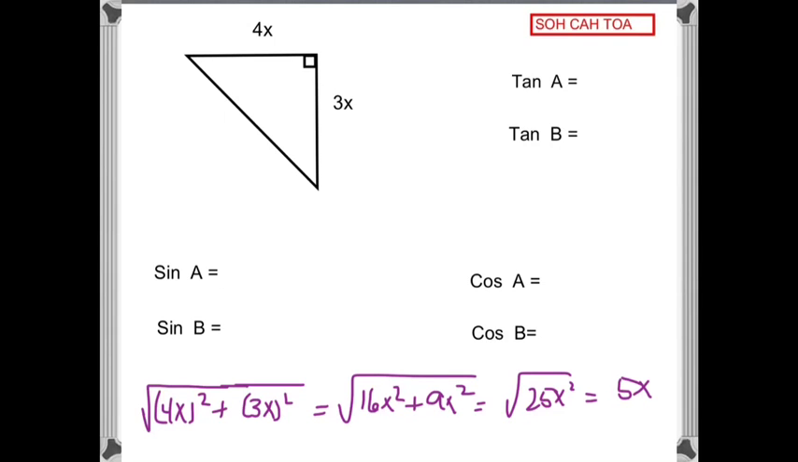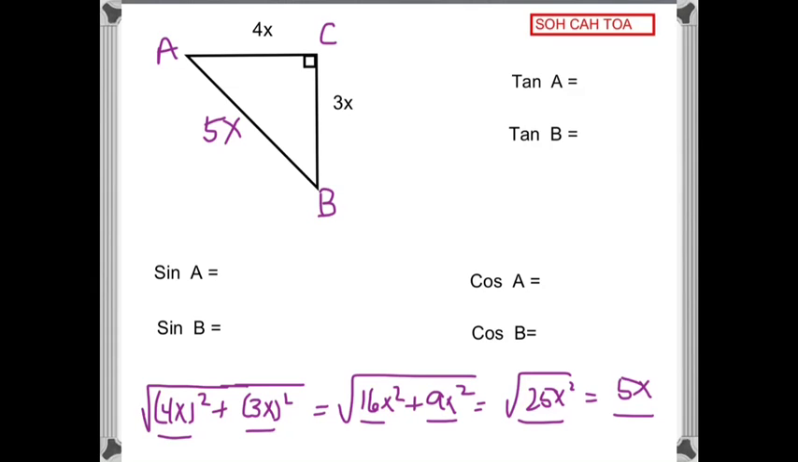Okay, and so I did the hypotenuse length, and I got 5x because I squared 4x and 3x. I got 16x squared, 9x squared. I add them together to get 25x squared, and the square root of that is 5x. And if you look, it's a 3, 4, 5 right triangle with an x attached to it. Okay. Now we're actually going to have to label these because I forgot to label them.